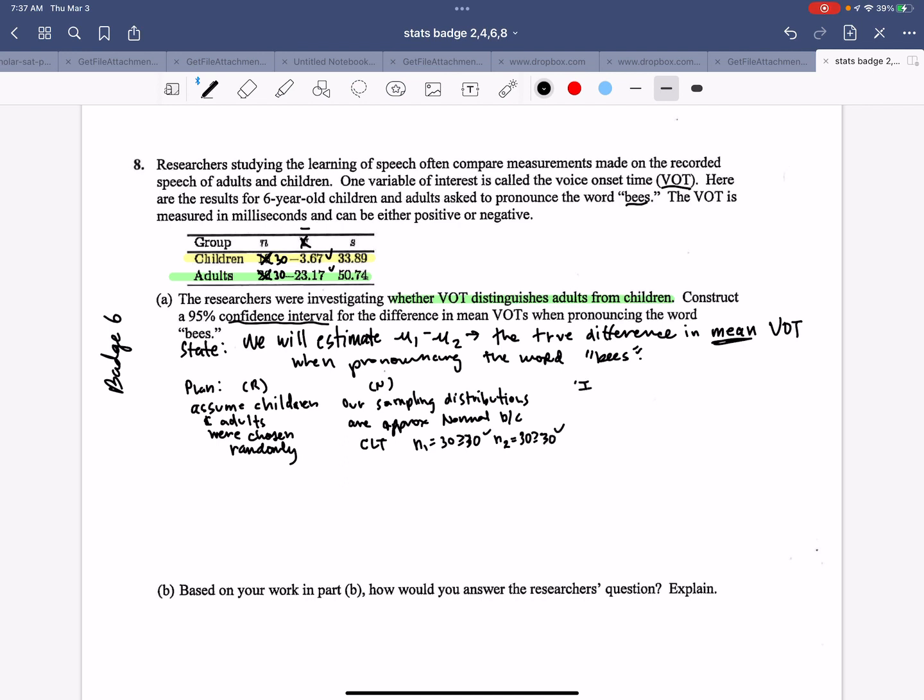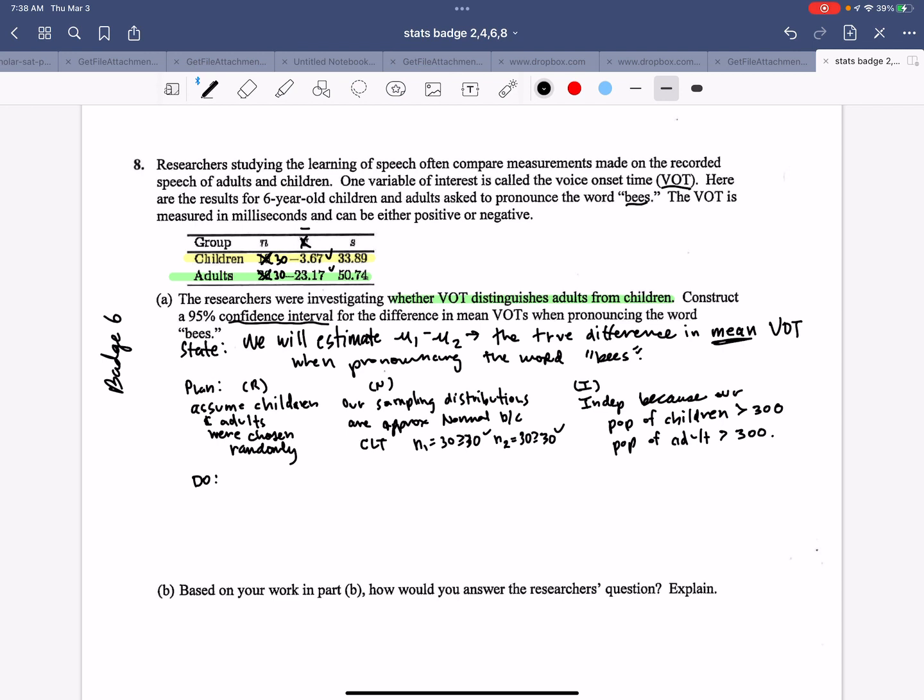Okay, what about independence? We should have independence because our population of children should be greater than the sample size times 10, right? And our population of adults, there's more than 300 children in the world and more than 300 adults, right? State, plan, do.